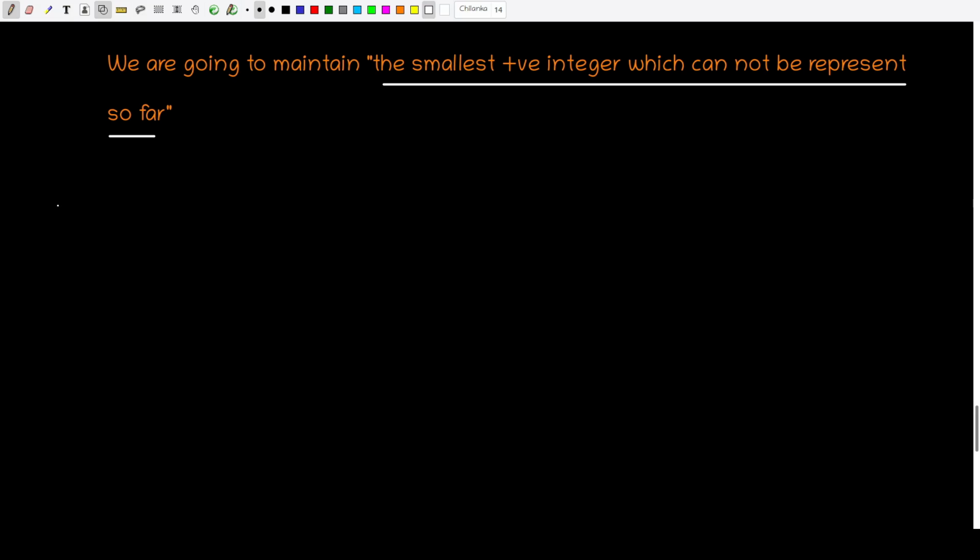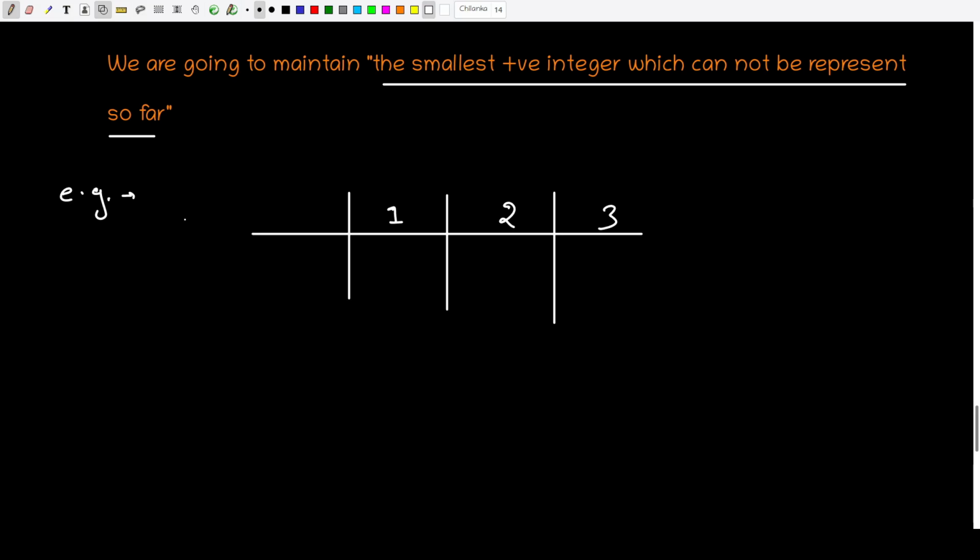So let me explain this. Again, let's take some examples. Let us say this is the array which is given to us, and let us maintain the smallest positive integer which cannot be represented so far. Let me just write it down as smallest integer. And to begin with, we can assume that our array is empty. So this is an empty array. When the array does not contain any element, then the smallest positive integer which cannot be represented will be 1. Now let us proceed forward.